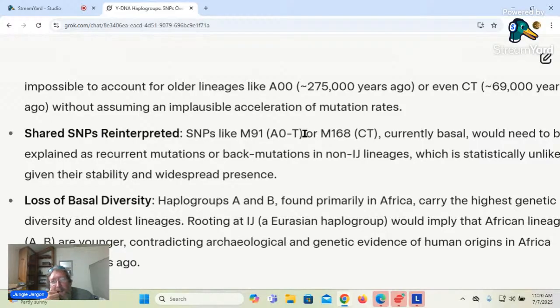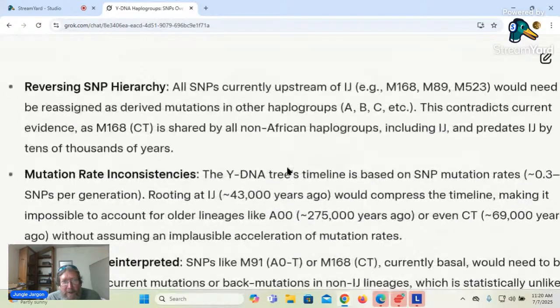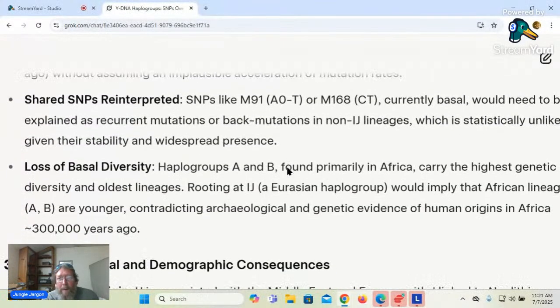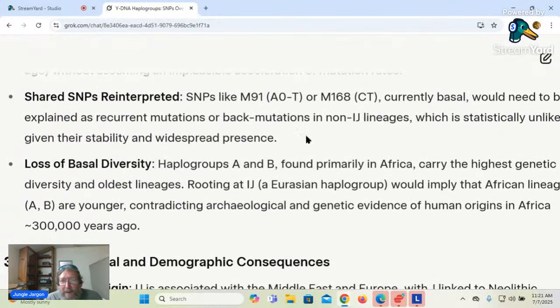A00T. Well, why say A00T if it's not shared by T? I don't get that. It's so confusing. Because as far as I know, this M91 is shared by A and B, even A and A00, but not anybody else. It didn't show up as shared by anyone except A and B. So it's a little bit confusing there, or Grok is confused. He's probably confused.